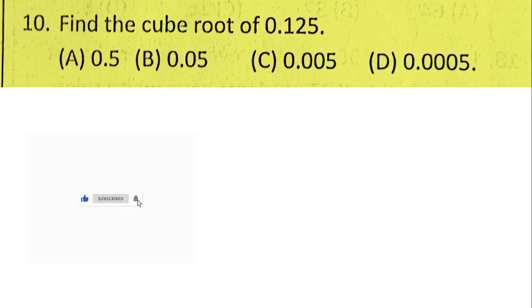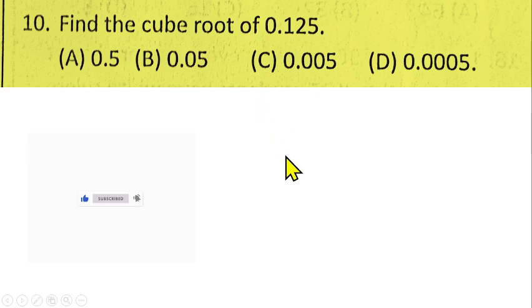Question number 10. We have to find the cube root of 0.125. Of course, you can press your calculator to give us this. Just press cube root of 0.125 on your calculator. That should give us 0.5.